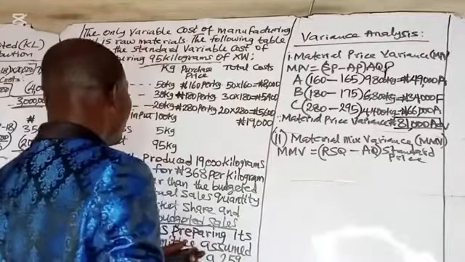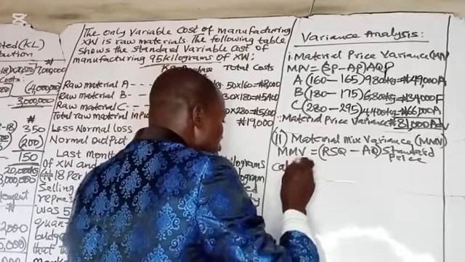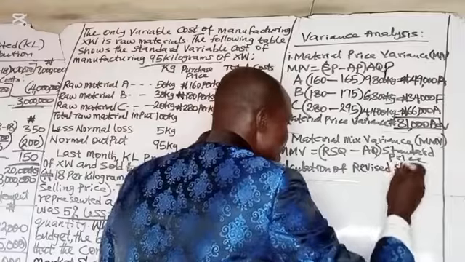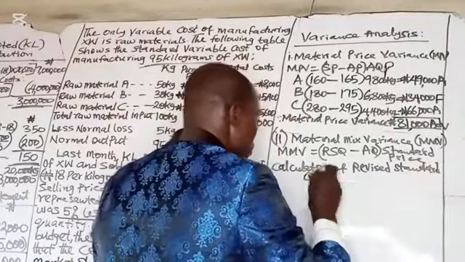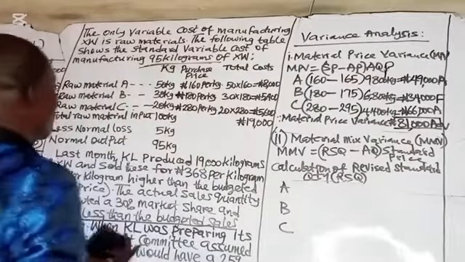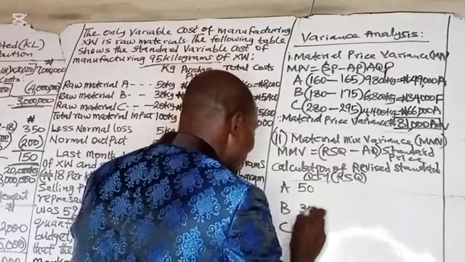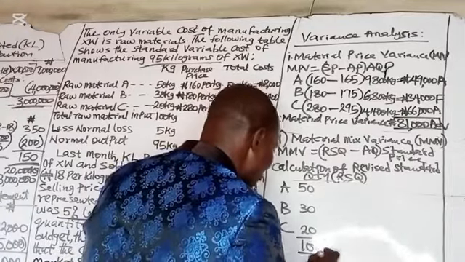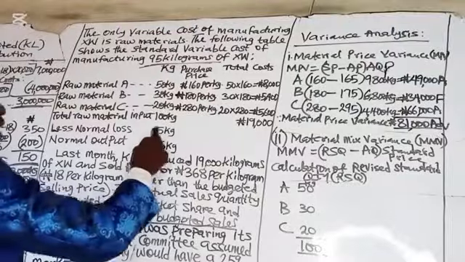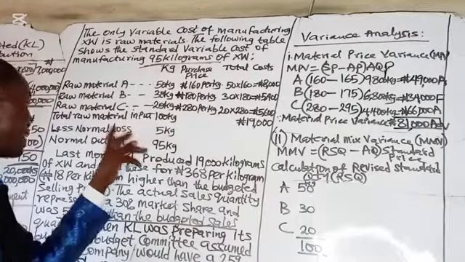Now, to compute the revised standard quantity, you have three classes of materials. Calculation of revised standard quantity. Three materials were used, A, B, and C: 50 kg, 30 kg, and 20 kg. That totals 100 kg. You don't need to consider the normal loss when you are computing the material mix variance. Losses will not be taken into consideration when calculating the material mix variance.